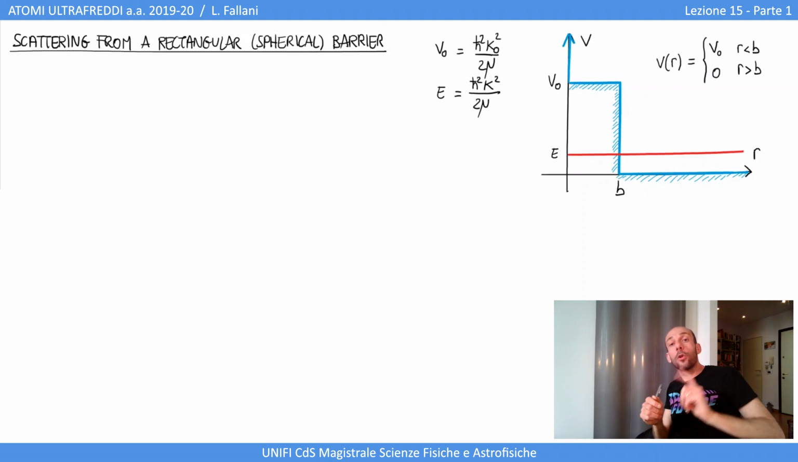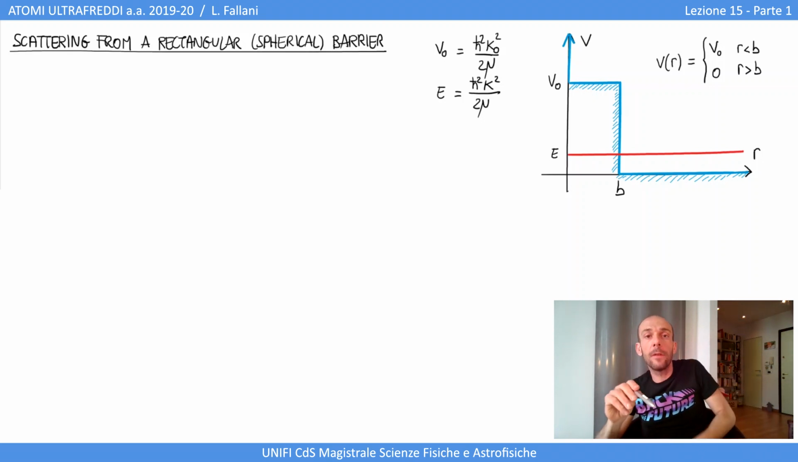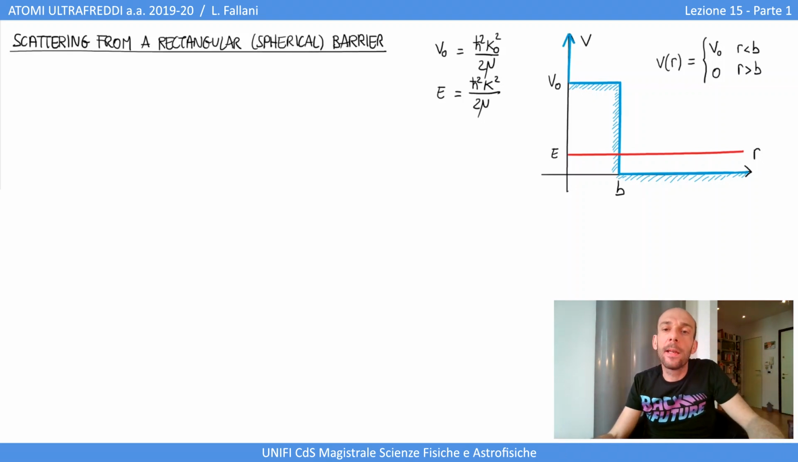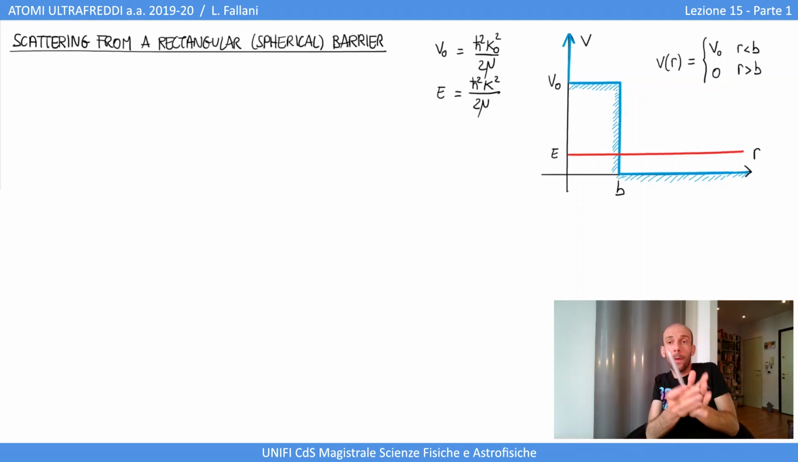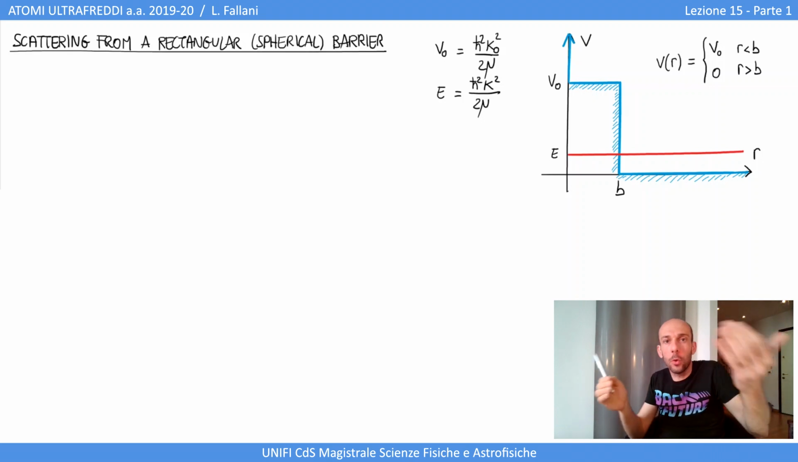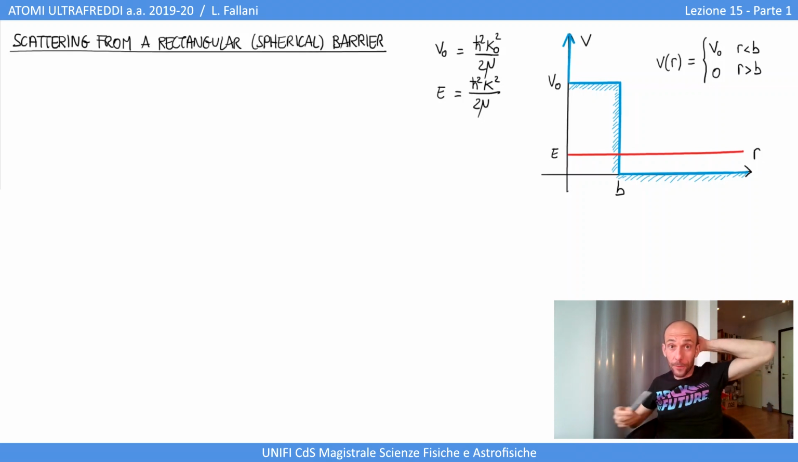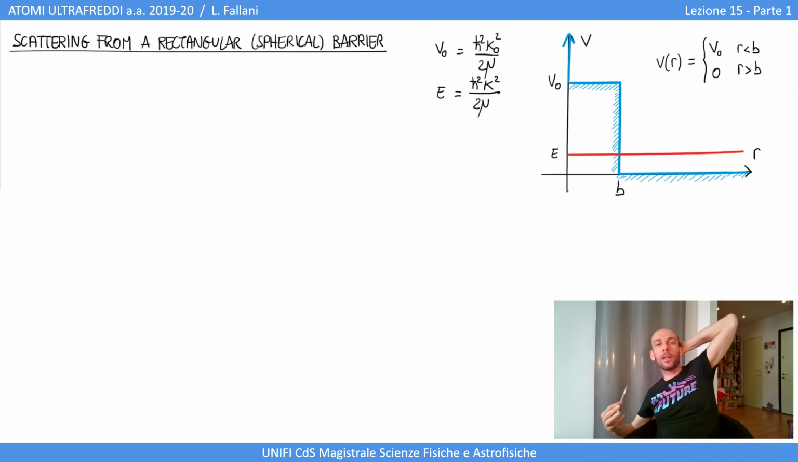And so this potential is zero for distances larger than b, and b will be, of course, the barrier width, and it is V0 for distances smaller than b. And then, of course, the distance cannot go negative, and so we assume that this potential goes infinitely high for r equals 0.